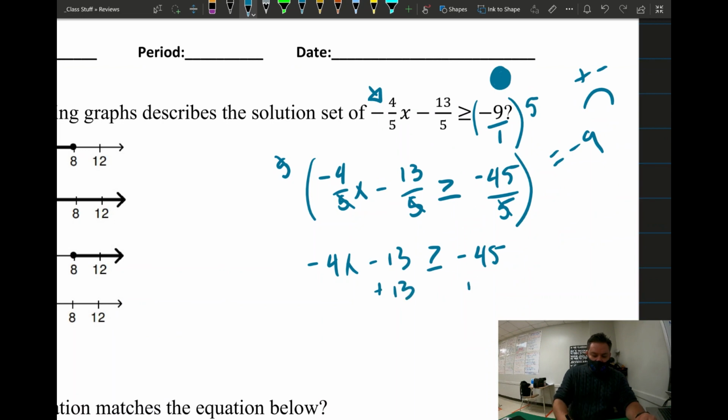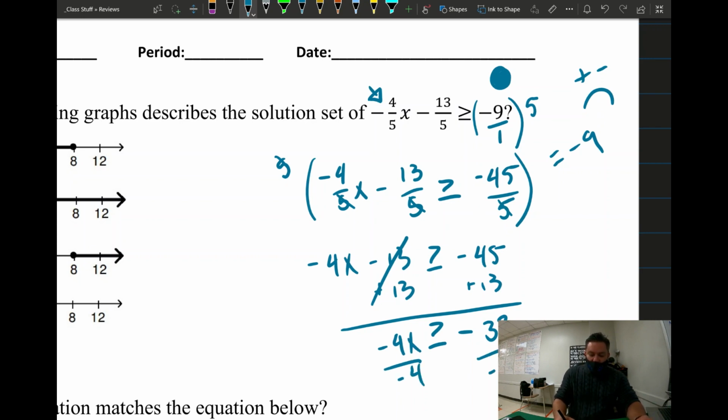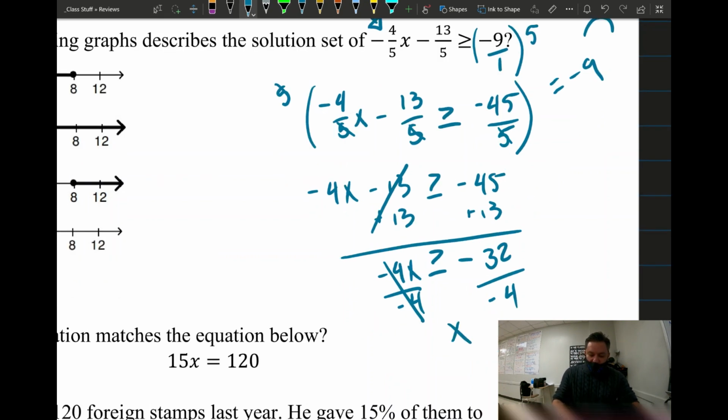Plus 13, plus 13. That cancels out. Opposite signs, subtract, keep the sign of the bigger number. So the answer is going to be negative, and this is going to be 32. And you're left with negative 4x on this side. The last step is to divide by negative 4. What you do to one side, you do to the other. This cancels out. So x, 32 divided by 4, negative negative is positive. So the answer is going to be 8.